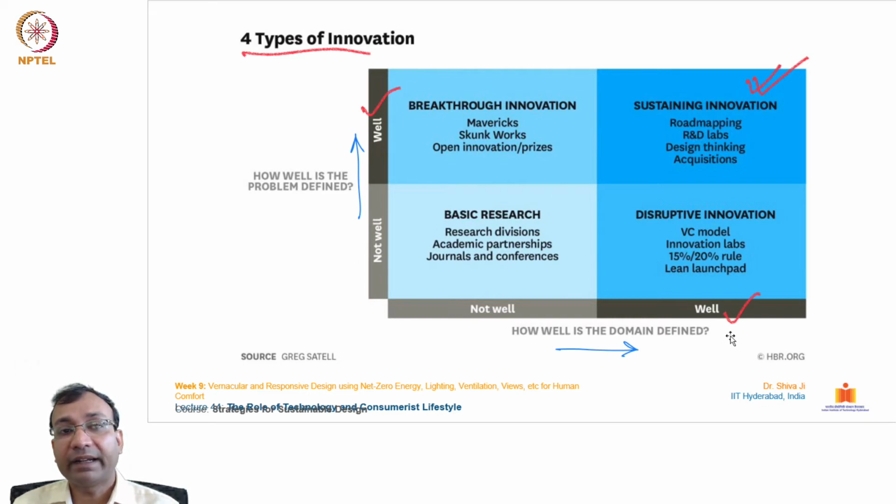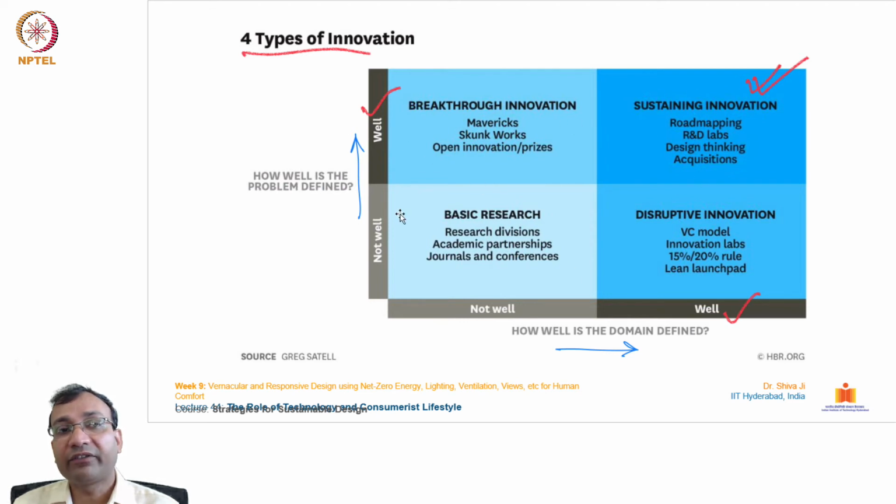If the problem and the domain are clearly defined, you can have a sustaining innovation model: road mapping, R&D labs, design thinking, acquisitions. And if neither is defined in a clear way, if even the domain and the problem are not clearly defined, then that falls under basic research: research divisions, academic partnerships, journals, and conferences. But the strong innovation comes in these other three quarters, as you can see here.